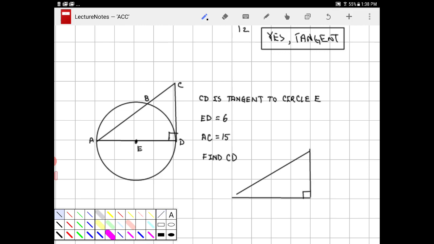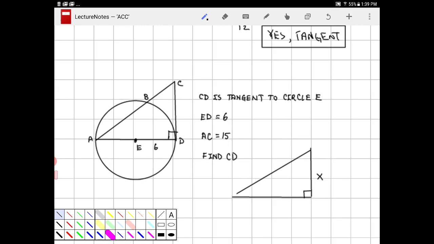Okay. So CD here, I don't know what that is. I'm going to call that x. And then I have ED is 6. So therefore, the whole segment on the bottom here must be 12, because that's the diameter. And then I have the segment on the outside, AC, which is 15. I need to find out what this is.